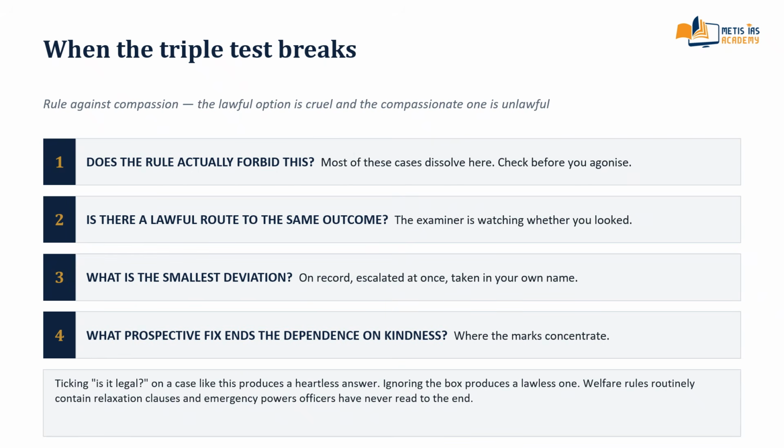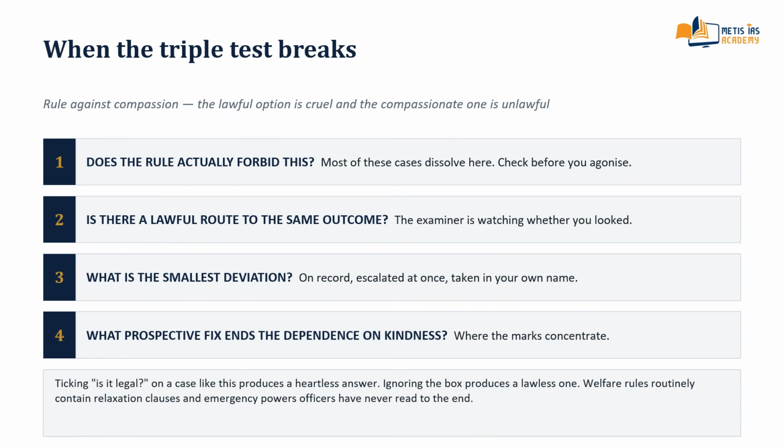So the governing sentence for this whole family, the difference between using discretion the rule already contains and bending a rule in secret, is disclosure. Compassion exercised openly on record with reasons is administration. Compassion exercised in secret with other people's resources is how good people begin frauds.